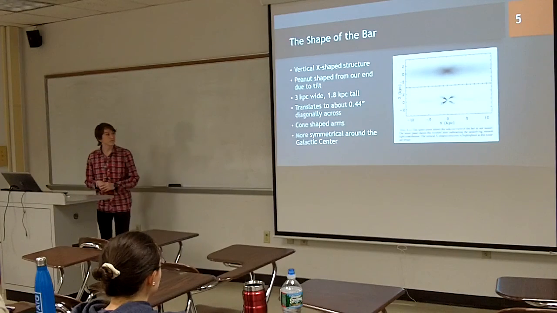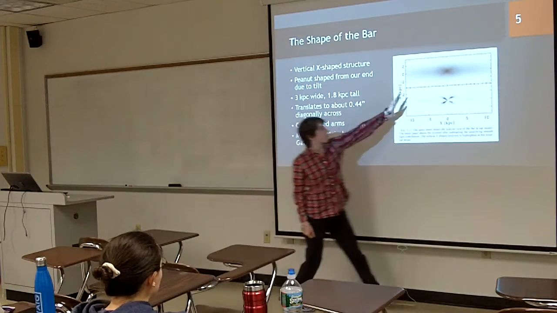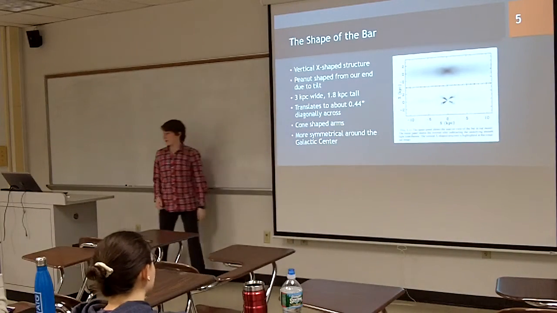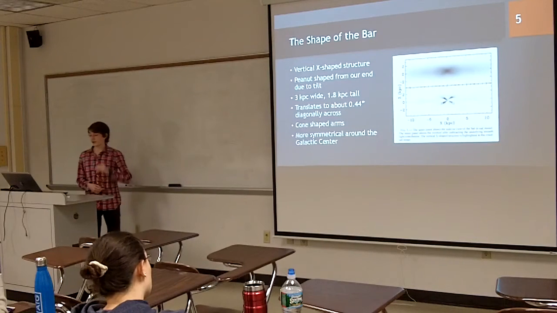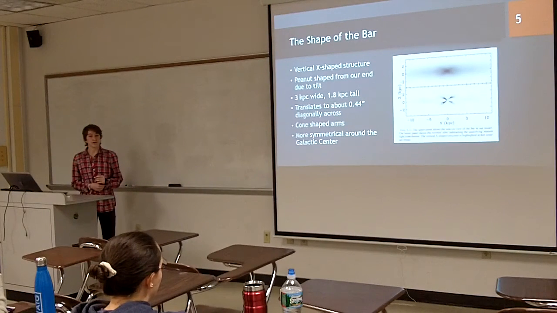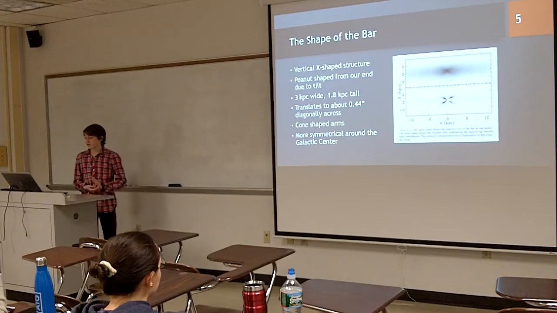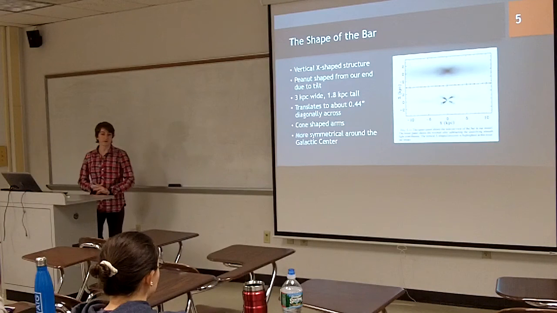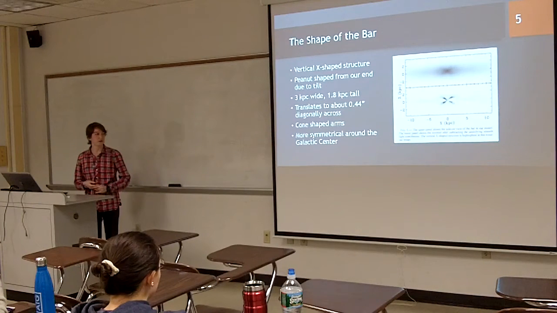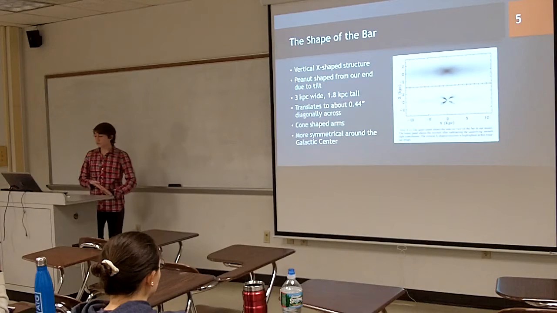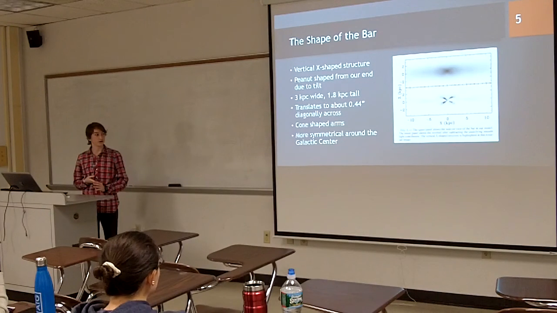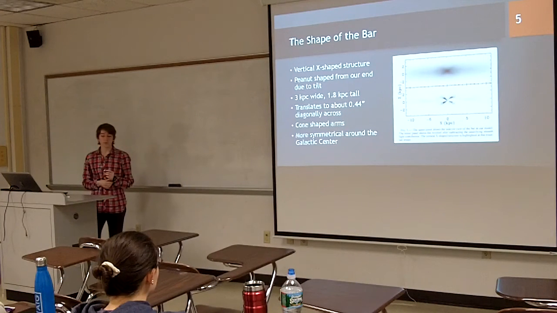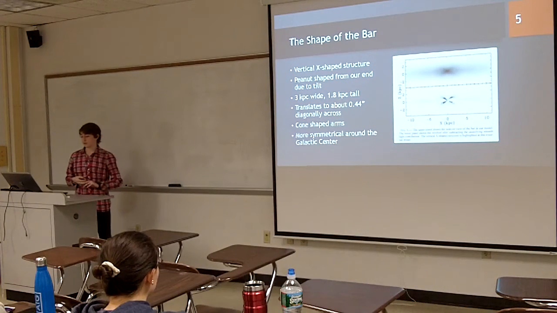Within the bar, you can see up here the entire bar from out here to here. There's actually an X-shaped structure in the middle. That's a vertical X-shaped structure, so it extends out of the bar. It looks about peanut-shaped from our end due to its tilt. It's about 3 kiloparsecs wide and 1.8 kiloparsecs tall, which turns into about 0.44 arcseconds diagonally across, so it's not too big from our perspective. The arms of the X are about cone-shaped, so they're thinner in the middle and go out. It's mostly symmetric around the galactic center and becomes asymmetrical the farther out you go.